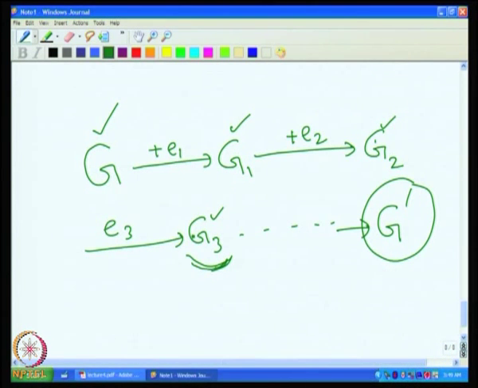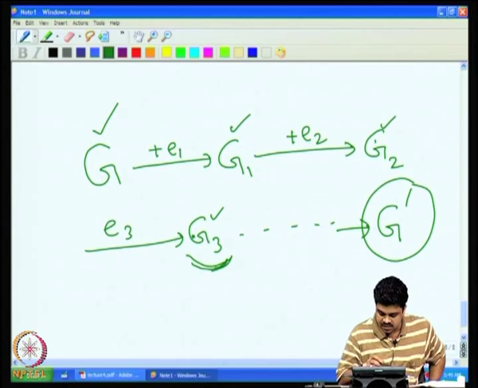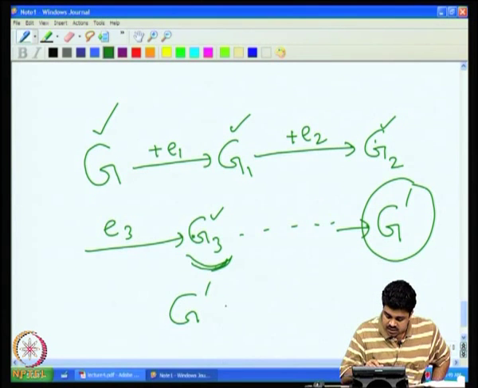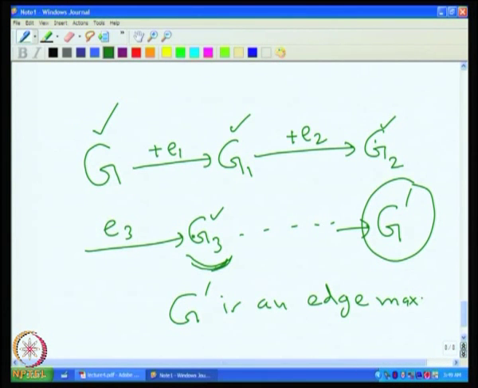And then G dash is such that we don't see any more new edges which can be added to G dash without introducing a perfect matching. In that sense, we say that G dash is edge maximal. This is the word, edge maximal. Edge maximal graph in what sense? Edge maximal graph with respect to the property of not having a perfect matching.